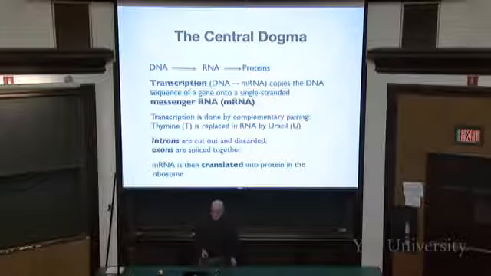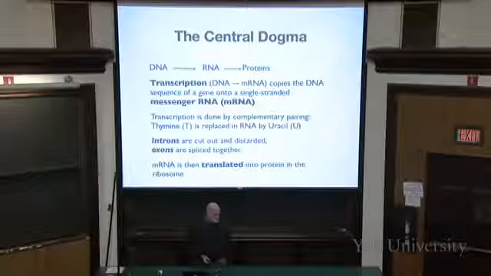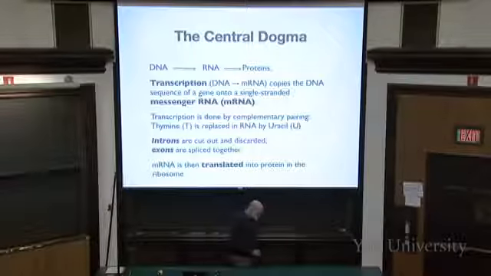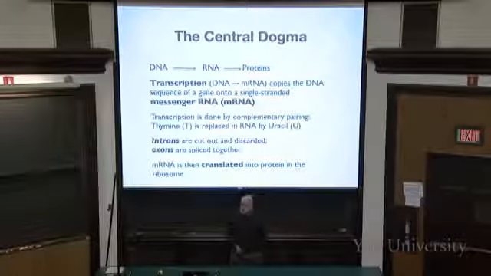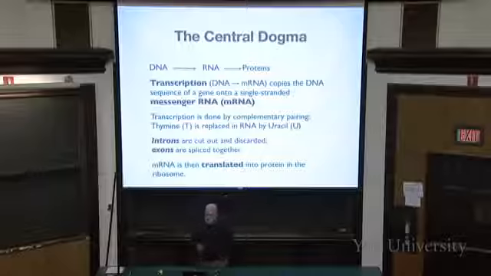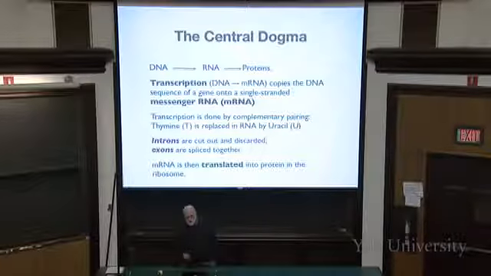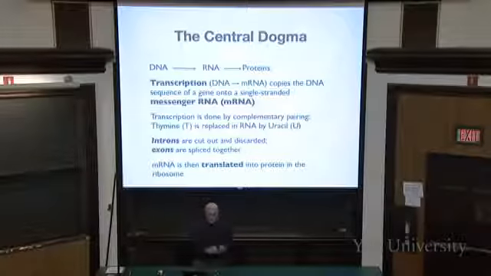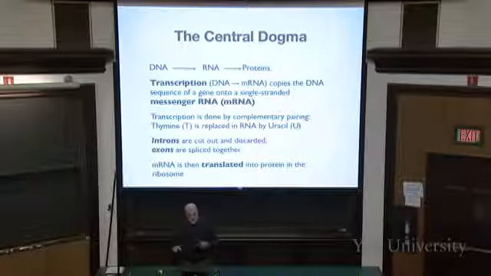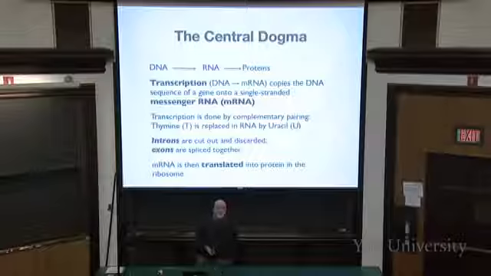The central dogma of molecular biology basically is that DNA makes RNA makes protein. Transcription is copying the DNA into messenger RNA, and that's done with complementary pairing. In the process, the thymine is replaced by uracil in the messenger RNA. The introns are cut out and discarded, the exons are spliced together, and the mRNA is then translated into protein in the ribosome.